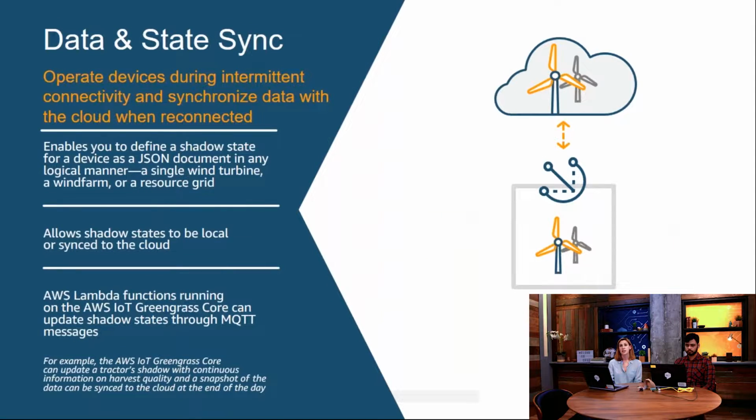Greengrass helps manage data and state synchronization. Through a local shadow, you can have actions that occur locally and change your device state. Even if your device is offline, when it comes back online, your cloud-based shadow will synchronize with that information and update the local state of the device to be reflected in the cloud.